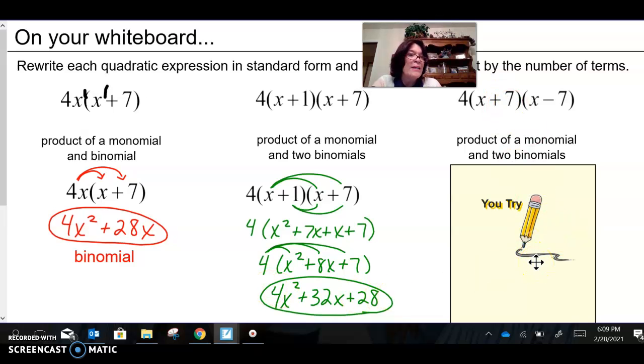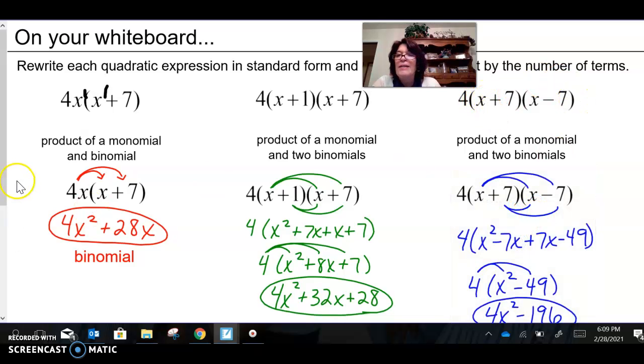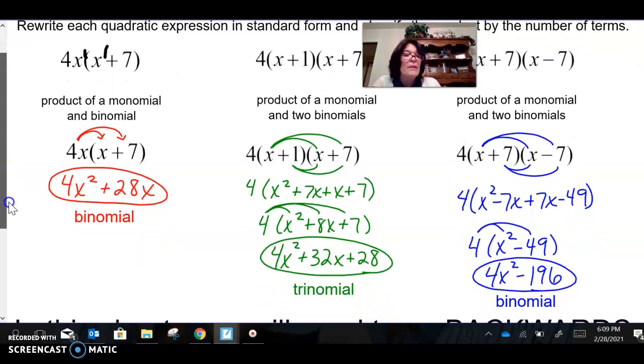And the same thing here. Look, I have a 4, and I have 2 binomials, but this time I only got a binomial as my answer because my middle terms ended up canceling out. Negative 7x plus 7x was 0. So I ended up with 4x squared minus 196. So here I got a binomial, here I got a trinomial, and here I got a binomial.